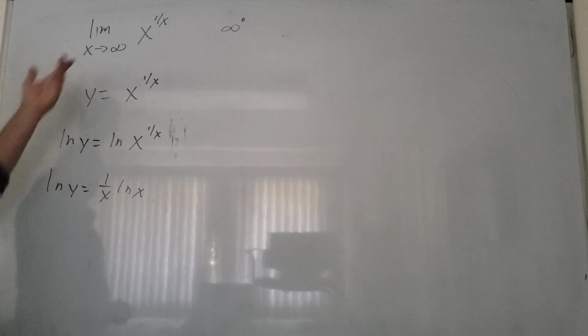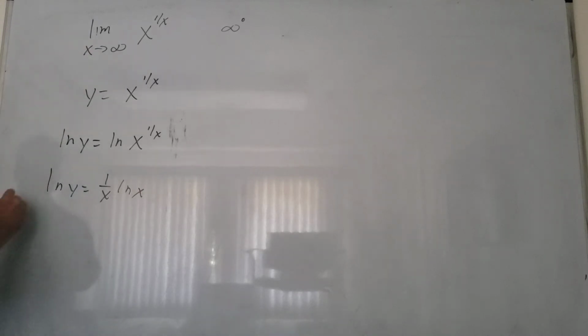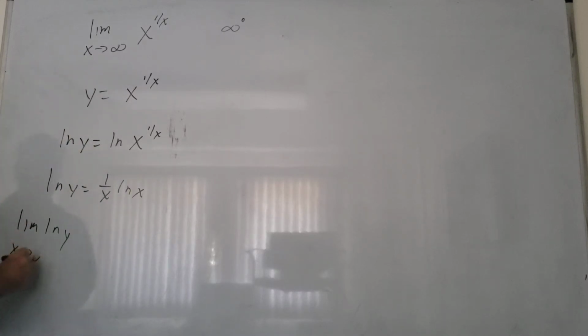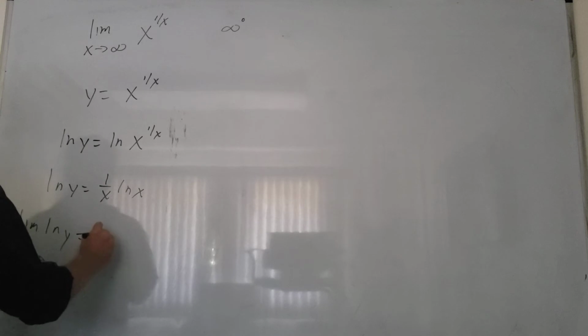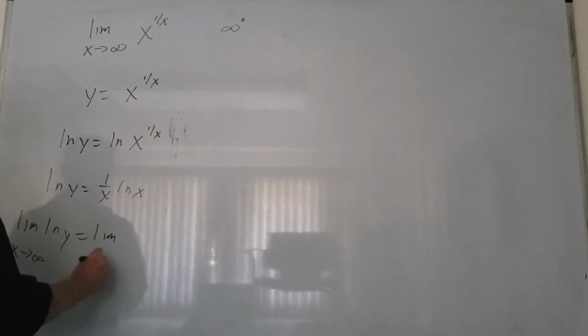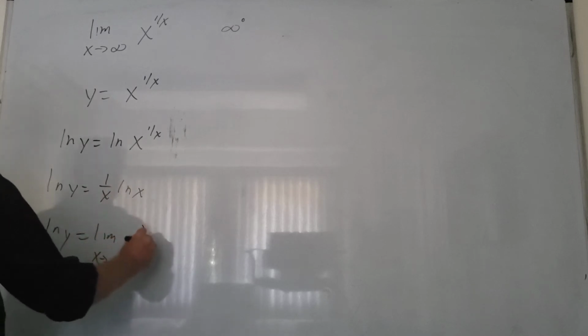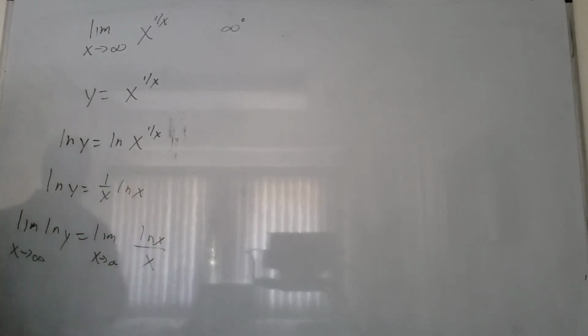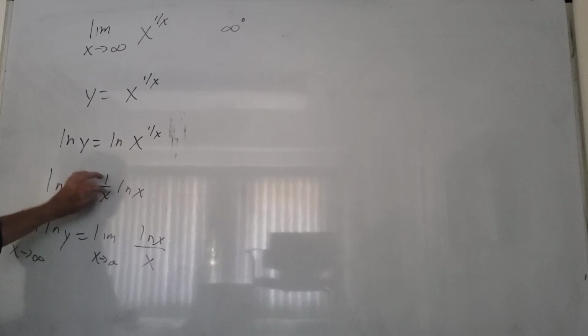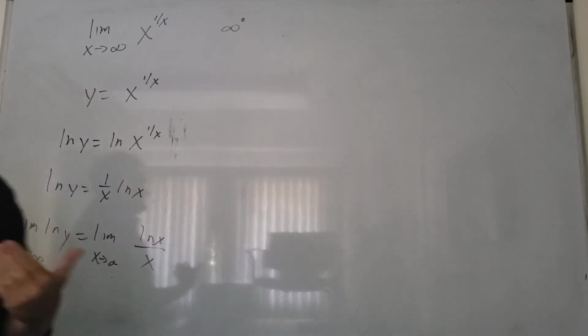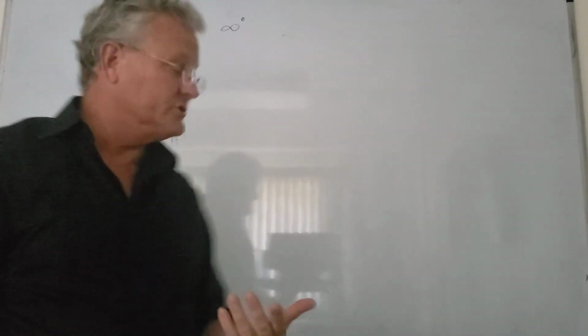Now we take the limit of both sides. So we take the limit of the natural log of y, in this case as x goes to infinity, equals the limit as x goes to infinity of, well, let's multiply this through. We have the natural log of x over x. At this point you might need to manipulate this, because remember, at this point in our procedure this has to be either infinity over infinity or 0 over 0.